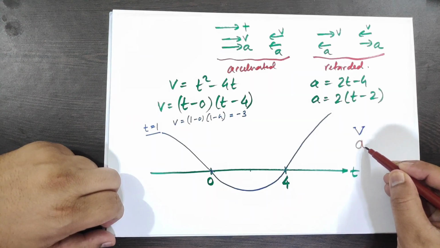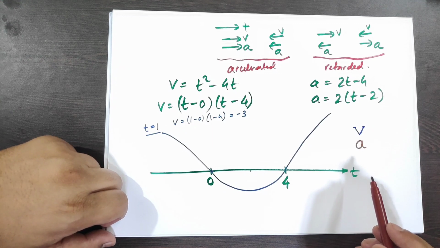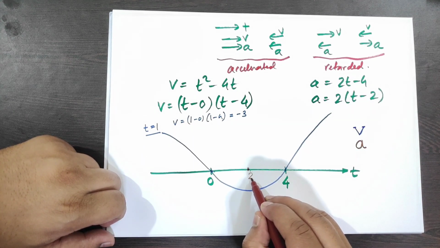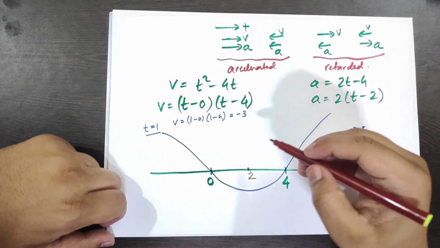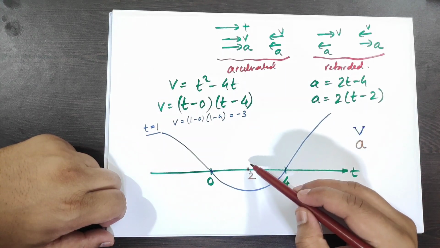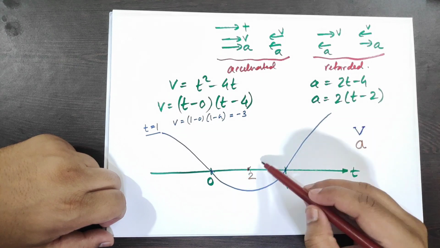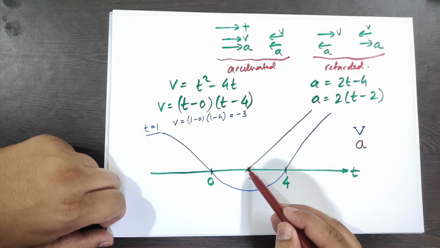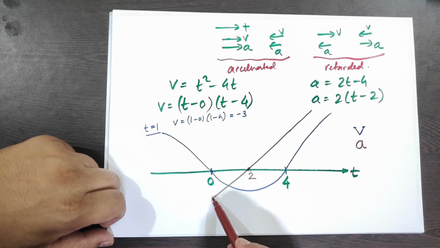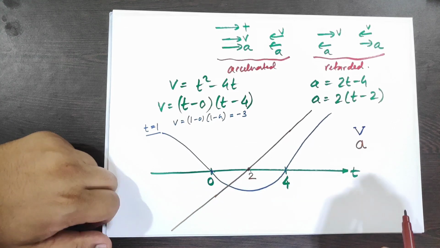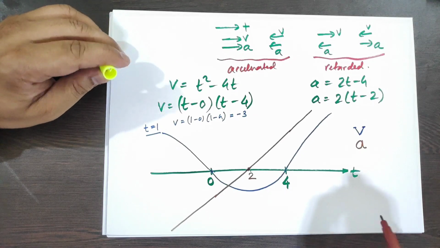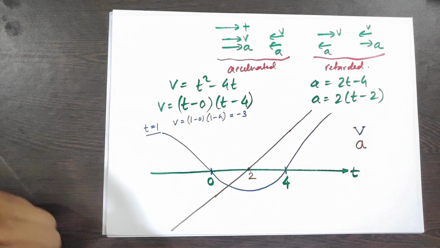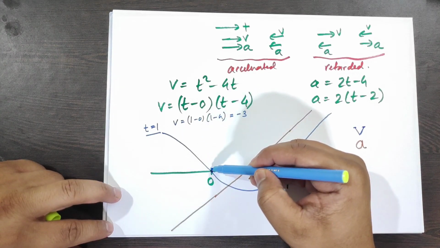Now A is t minus 2. So there is this 2. So you know it's a straight line. So more than 2 positive, and less than 2 negative. Okay, now we will see in which intervals the particle is accelerating and retarding.